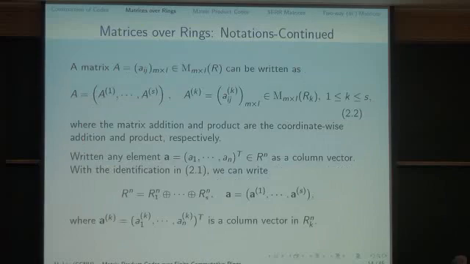Here are more notations. For a matrix over R of size M times L, we can write A with this form using the isomorphism, where Ak is just the matrix of entries aijk, with k from 1 to s. And for vectors, we also have this form.